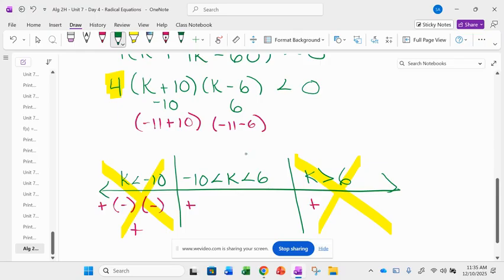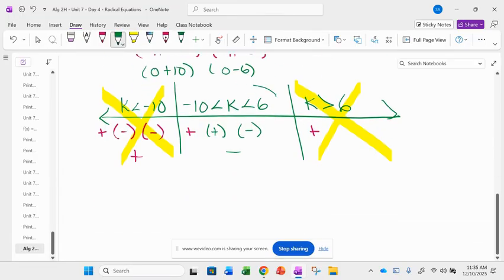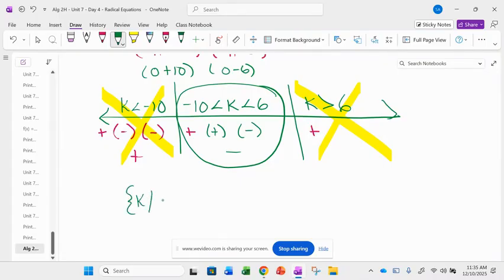So now I'm going to check a number between -10 and 6. We're going to choose 0. 0 plus 10 is positive. 0 minus 6 is negative. Two positives and a negative is a negative. This is what we want. So our solution set is going to be K such that -10 is less than K, which is less than 6.